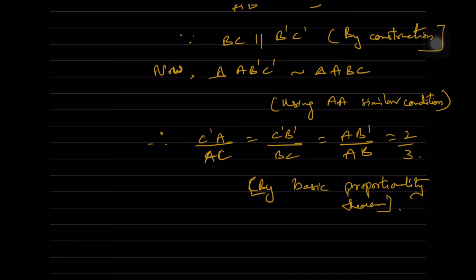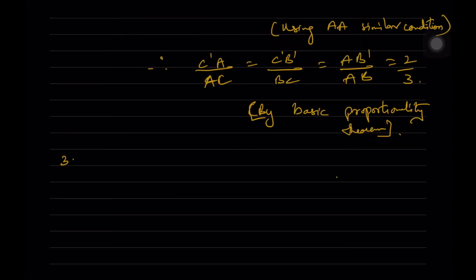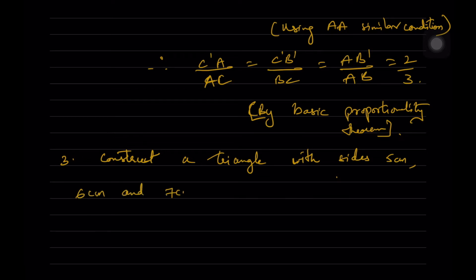So now going into the third problem. What's the third problem? We'll see. Construct a triangle with sides 5 centimeters, 6 centimeters and 7 centimeters.